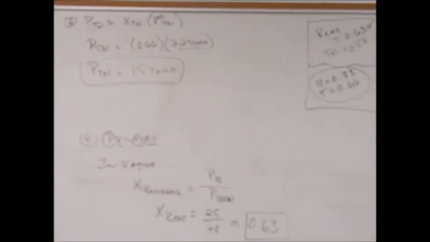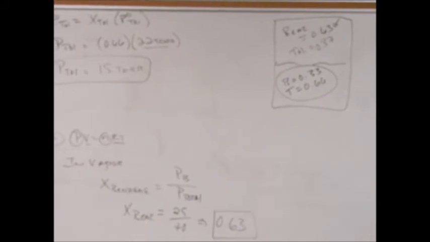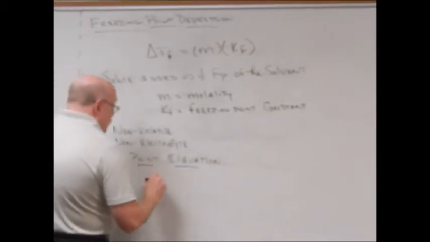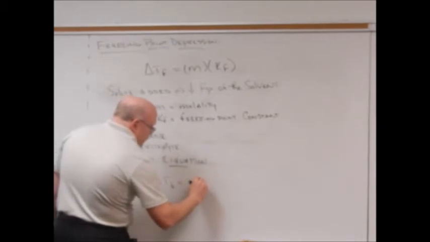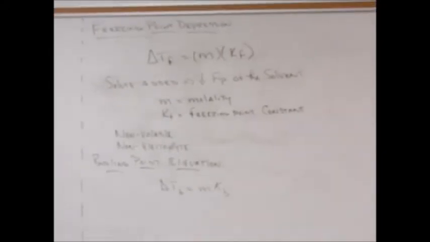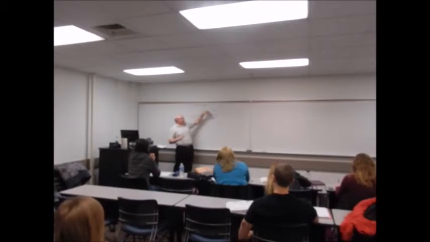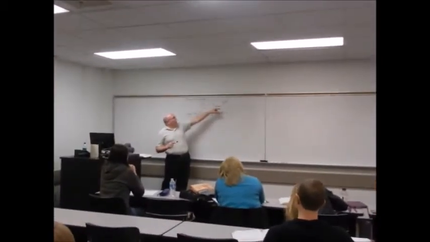Boiling point elevation. Same thing. You have delta T, the change in the boiling point, the molality of the solution, K sub B in this case, instead of your solvent will change when you add a solute.